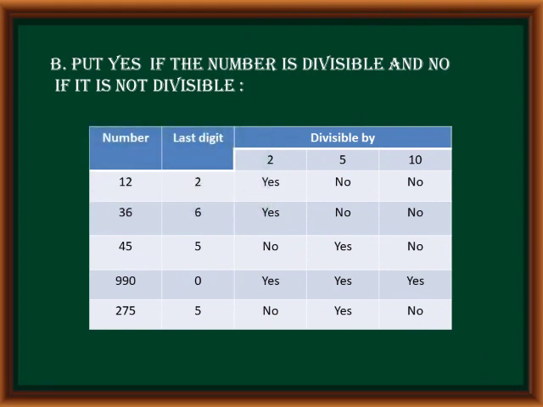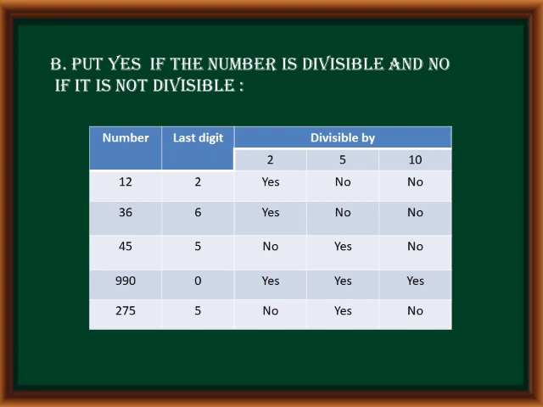Let us see a sum. Put S if the number is divisible and no if it is not divisible. Take the number 12. The last digit is 2. So it satisfies the divisibility by 2 rule. So we write S in the place of 2, and as it ends with 2, it is not divisible by 5 and 10. So you write no there.